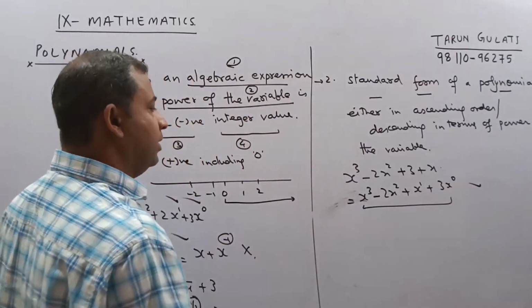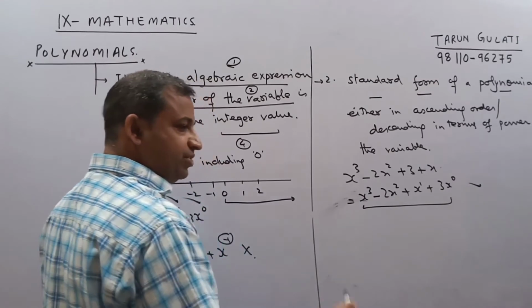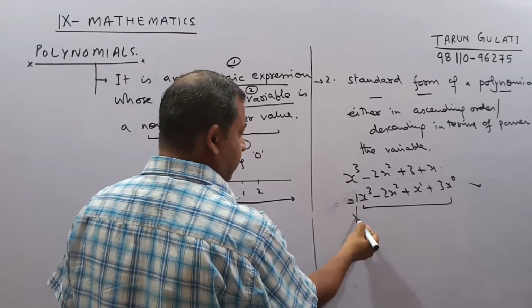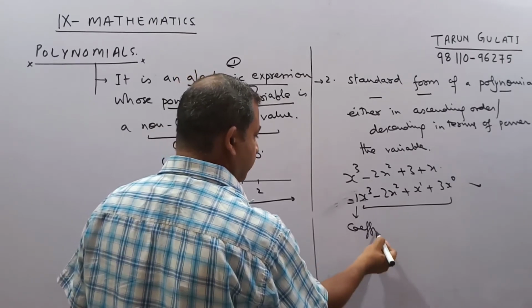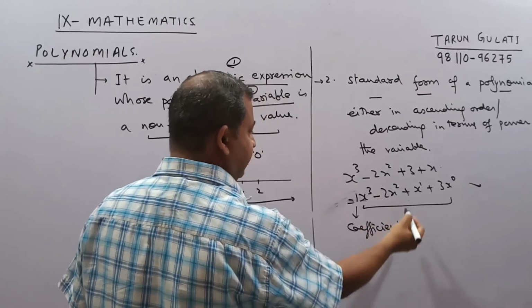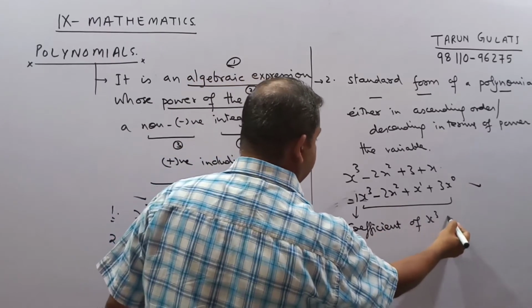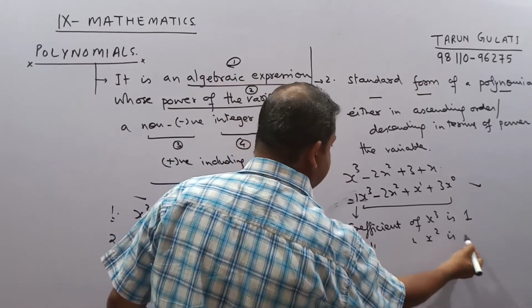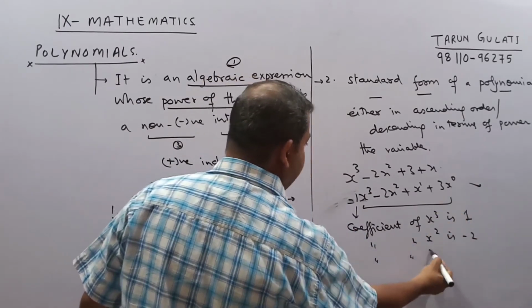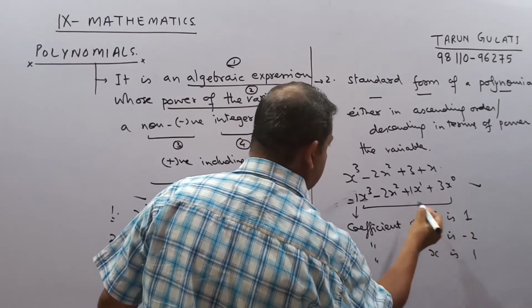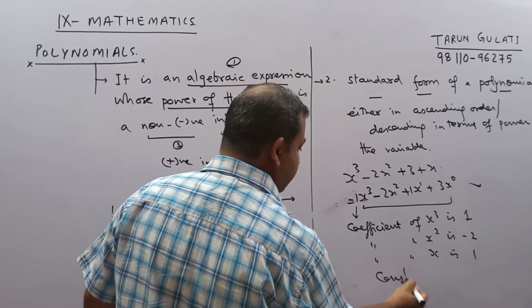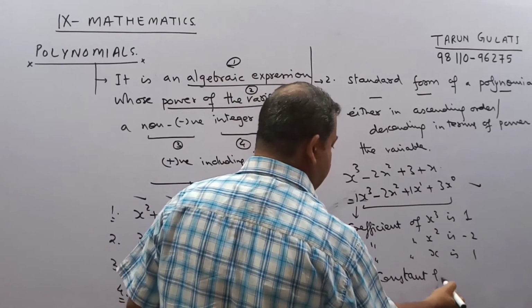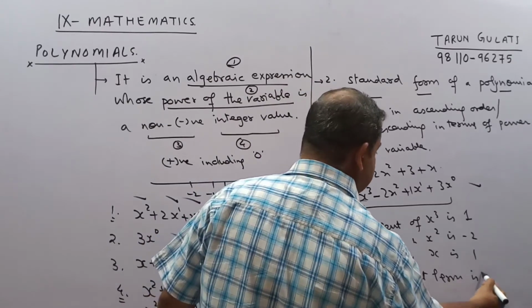In case of polynomial, we have to understand some other definitions also. Here the coefficient of x cube. We have to understand the algebraic expression. Coefficient of x cube is how much? It is 1. Coefficient of x square is minus 2. Coefficient of x is 1. The term where no x, no variable is there, is known as the constant term. It is 3.